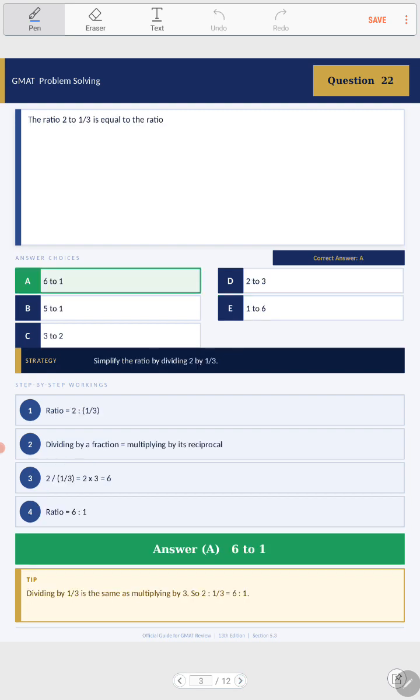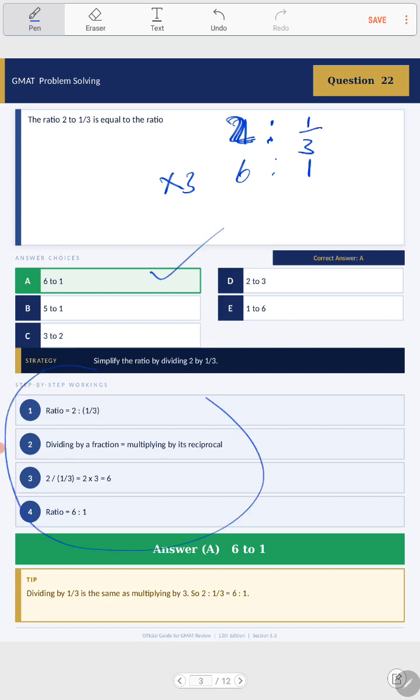The ratio of 2 to 1 over 3 is equal to what? Remember, we want to balance it. 1 over 3. How can we clear this fraction? What can we use to multiply 1 over 3 to clear the fraction? Of course, it is 3. If you multiply by 3, 3 times 2 is 6. 3 times 1 over 3 is 1. So this answer is correct.